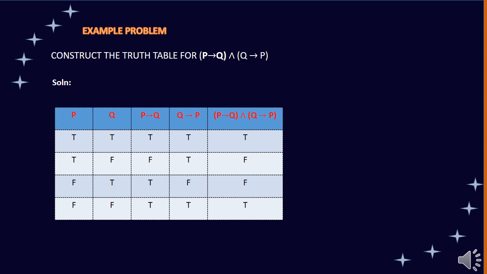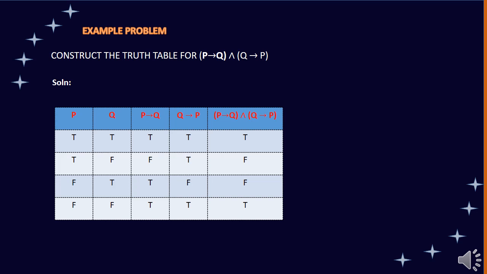Again, the fourth column Q then P is also right by the definition of conditional statement. If both truth values are the same, it will come true, and if the second value is true, it will come true, otherwise it has the value false.